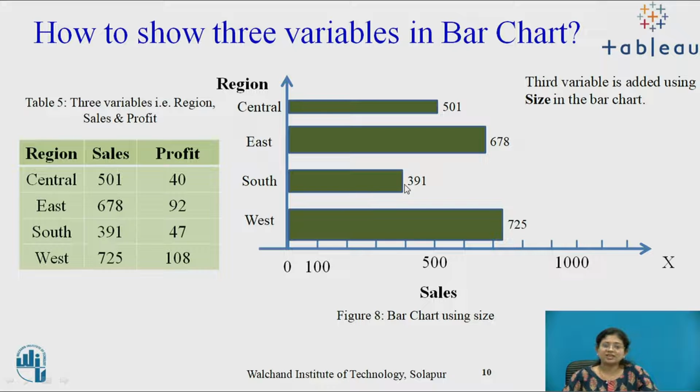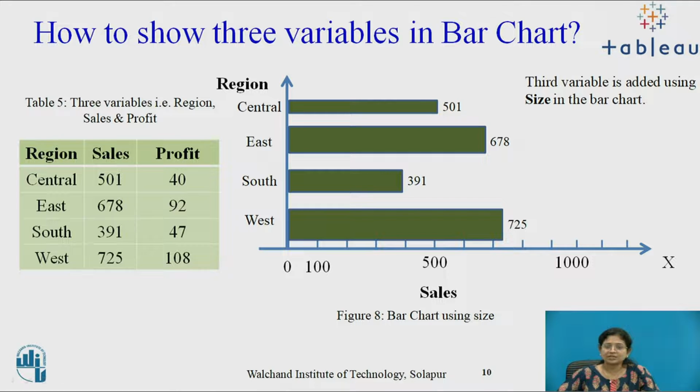Now, let us see the next graph, that is how to show the three variables in the bar chart. As we have already seen how to convert the scatter plot into a bar chart, now here I have shown some other type of bar chart. The same example, only here the third variable is added using the size in the bar chart. Look here, in the central region we know that the profit is minimum, that is $40,000 only. So, this size is shown minimum. Look here, for every bar the size is different.